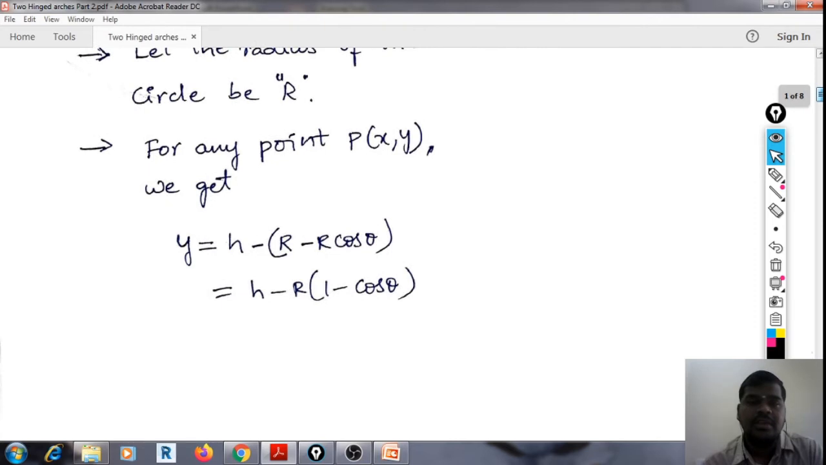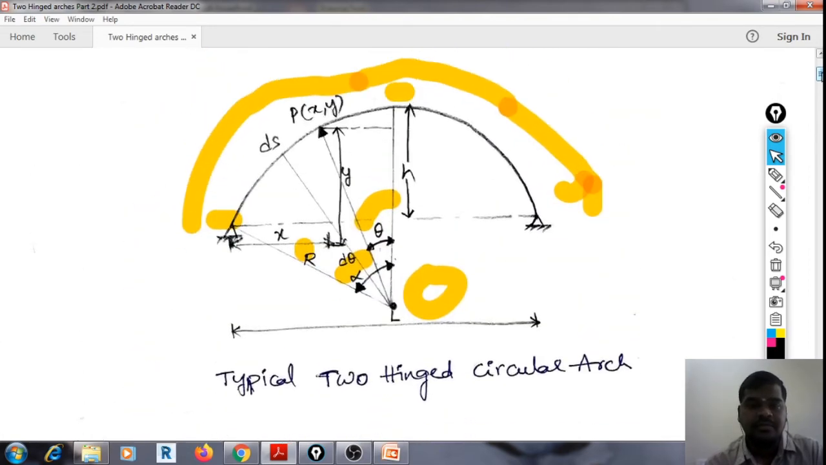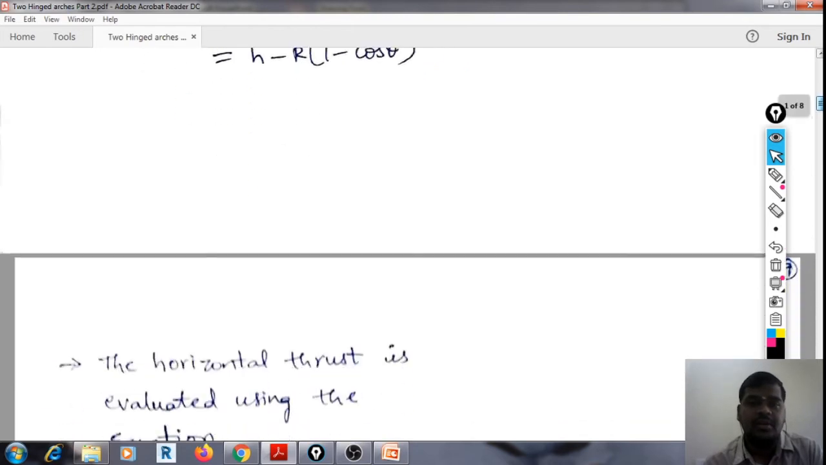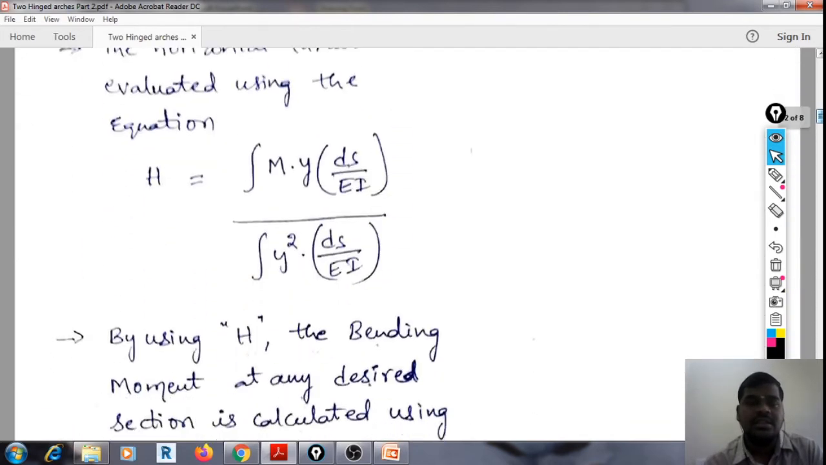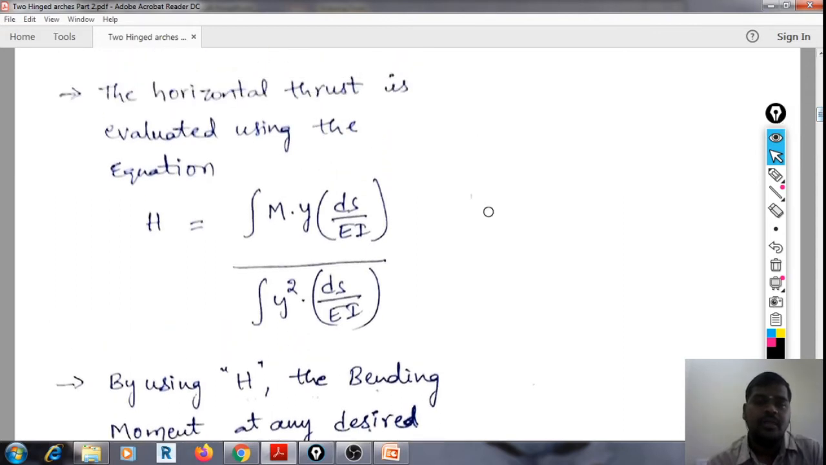For any point P(x, y), y is equal to h minus r cos theta. So for any point, y is considered as h minus r cos theta from the figure here. This distance is given like that from the properties of circles. These are the basic properties of circles, and that can be simplified as h minus r into 1 minus cos theta. The horizontal thrust is evaluated by the equation. We know already H is equal to this.